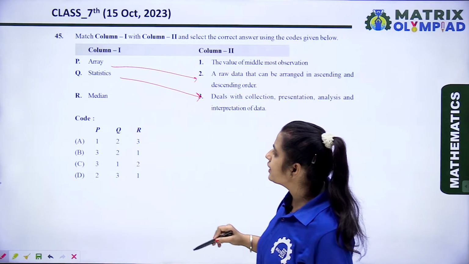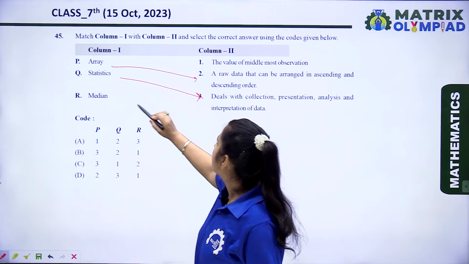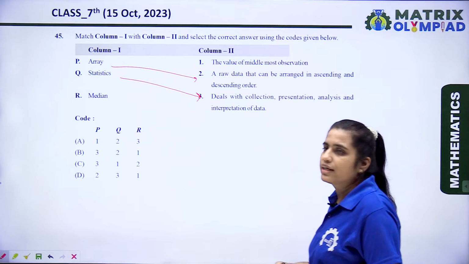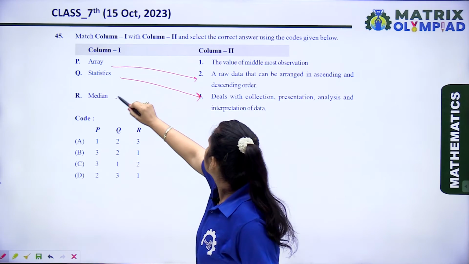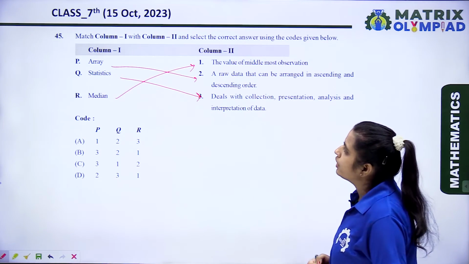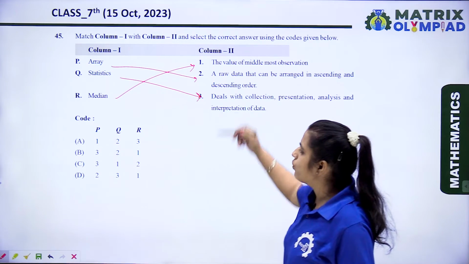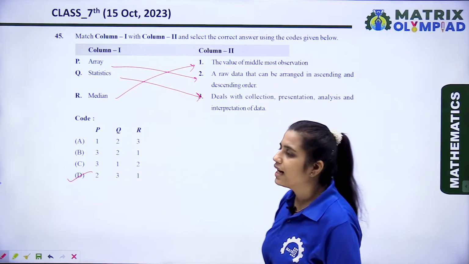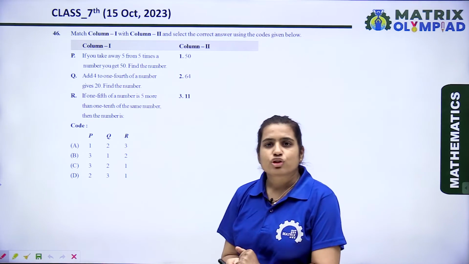Now the next and the last one is median. Median क्या है? The value of the middlemost observation of the data. So here the sequence is 2, 3, 1. So option D is the correct answer. Now the next one is question number 46.